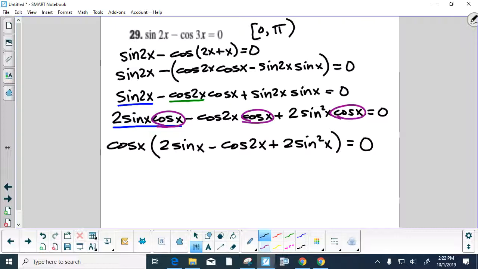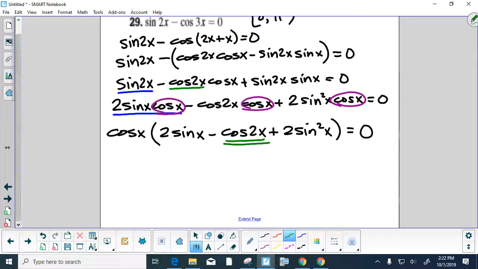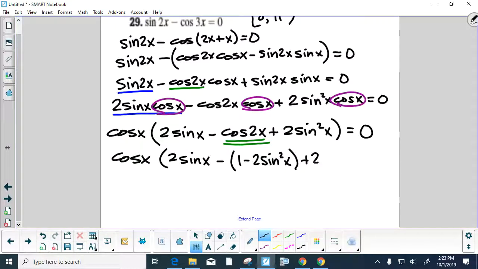Okay, now, this is where I consider what I'm changing that to. I have 3 options. I have a mixed version, I have an all cosine version, or I have an all sine version. And what's the only other thing in here with it? Sine. So which one are we going to choose? All sine version, very nice. So this is going to be cosine x times 2 sine x minus, the all sine version is 1 minus 2 sine squared x, plus 2 sine squared x here equals 0.